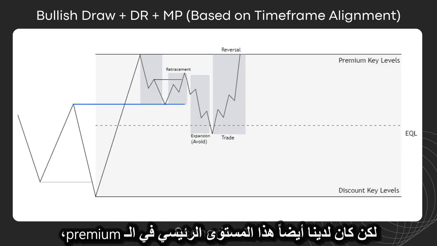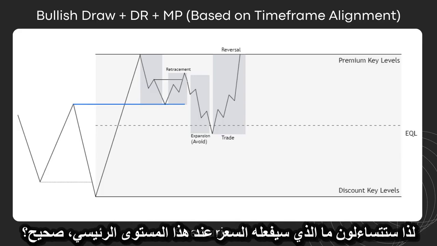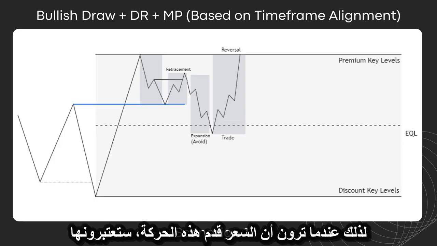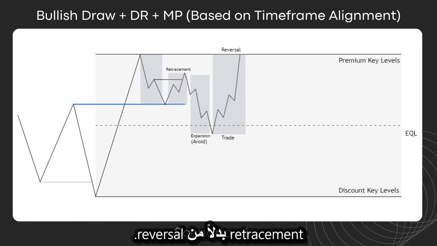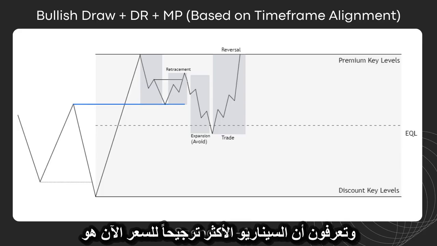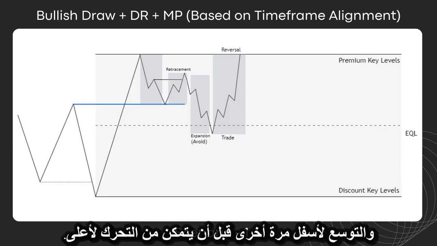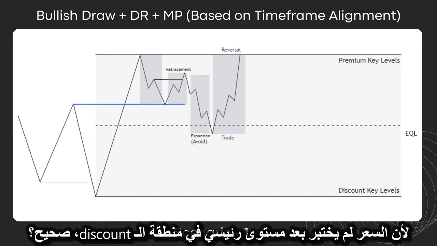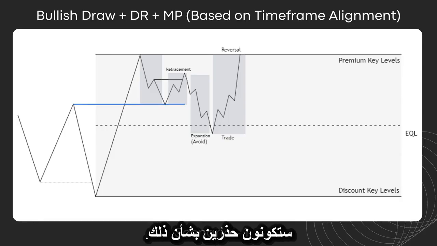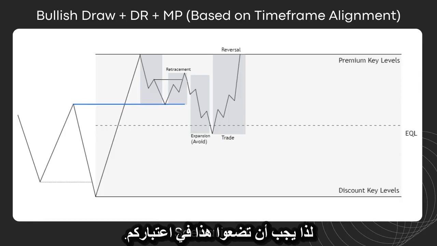But we also had this premium key level, so you're going to be wondering what price is going to do at this key level. When you see that price has offered this movement, you're going to regard it as a retracement instead of a reversal. You'd know that the most likely scenario is for price to go over that retracement and expand lower again before it could move higher, because price still has yet to test a discount key level. You should keep this in mind.